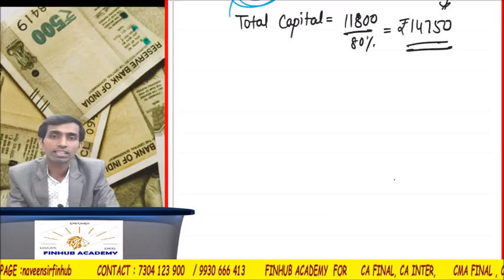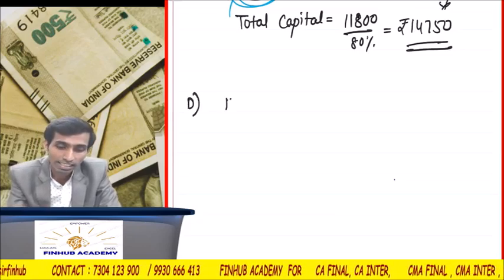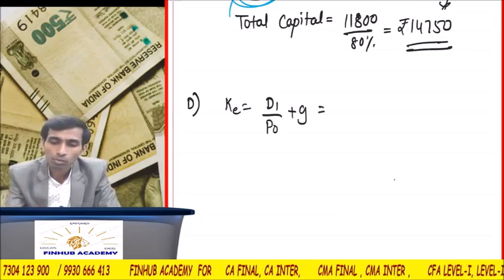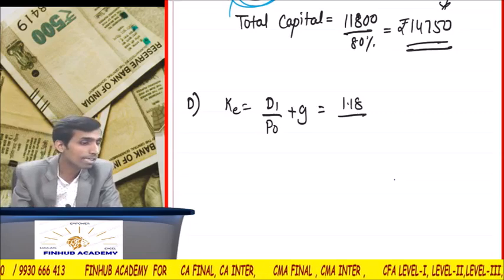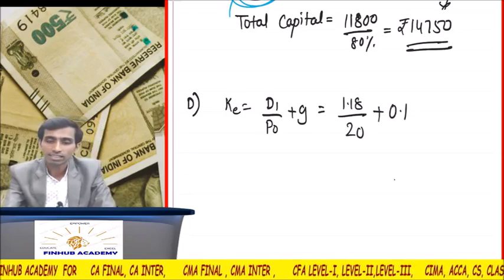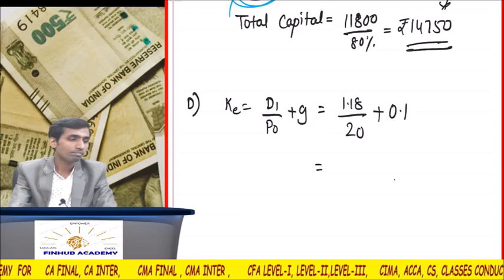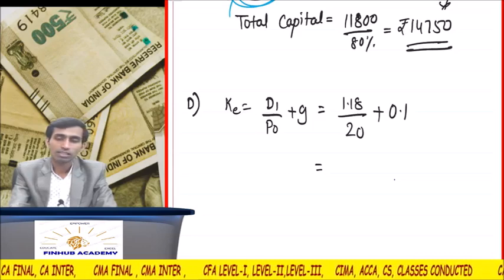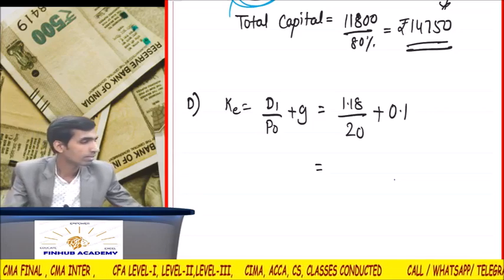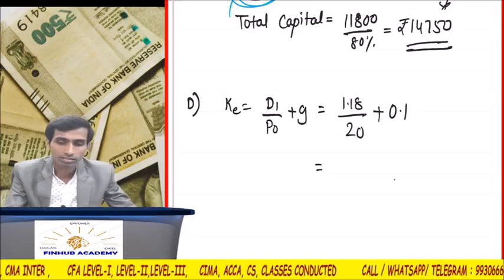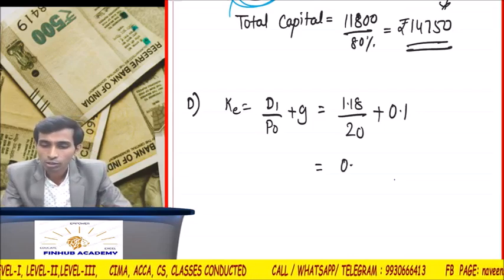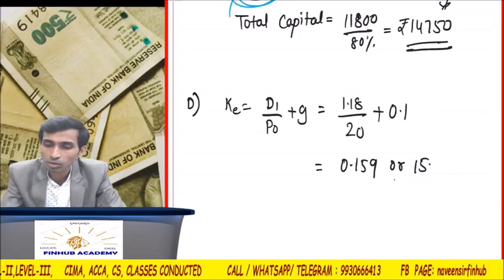Now the KE has changed. See, the KE has changed. So I'll have to calculate the KE. KE is equal to D1 upon P0 plus G. My dividend is the same, 1.18. But the P is how much? Price, 20. My growth was how much? 10%. Please calculate how much it is. What is the KE? 0.159, or I can say 15.9%.